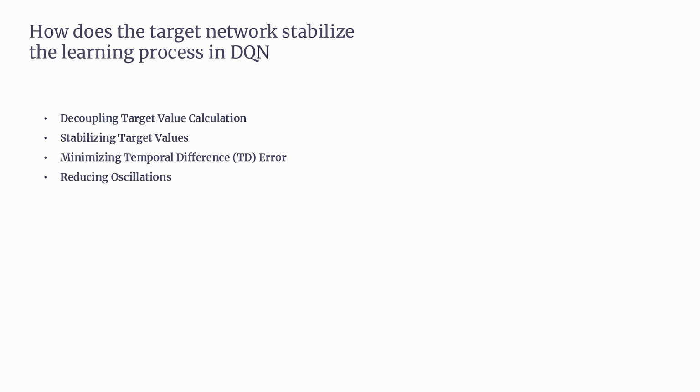The fourth, reducing oscillations. If the target values keep changing too quickly, it leads to wild oscillations in learning, making training unpredictable. The target network helps prevent this by acting as a steady guide for updating the Q network, resulting in smoother progress.